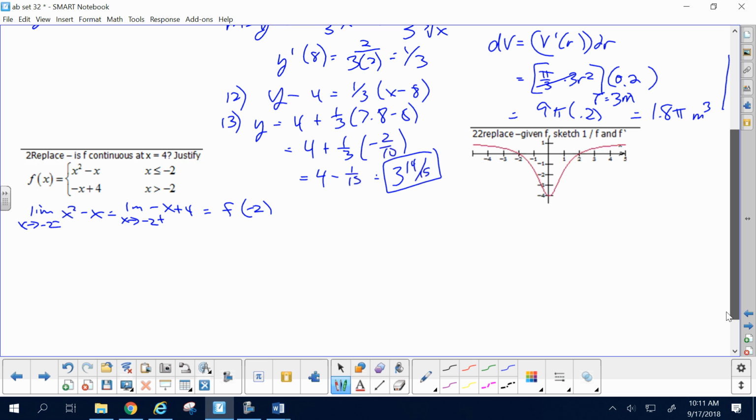As x goes to -2 from the left, what does that function approach? 4 minus -2, or 6. As x goes to -2 from the other side, -2 plus 4 is 6. And f of -2, is f of -2 defined? Do they tell you when x is -2 what to do? And the answer is yes. And so it is defined. And so all are the same, so we say f is continuous at x equal -2.